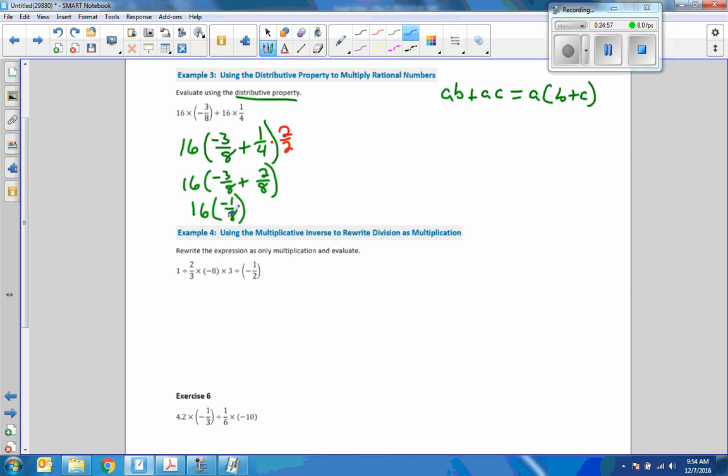And then reduce. Think of this as over 1. So 8 will go into 8 once. 8 will go into 16 twice. 2 times 1 is negative 1 is negative 2 over 1, which is simply negative 2. Okay?